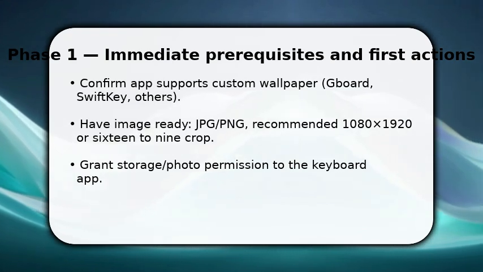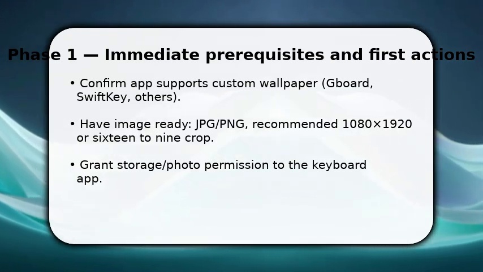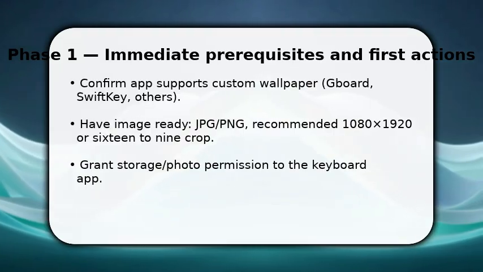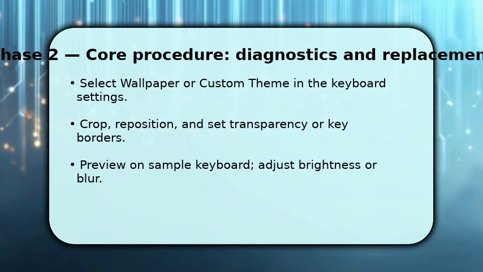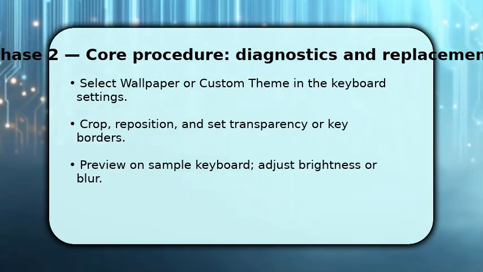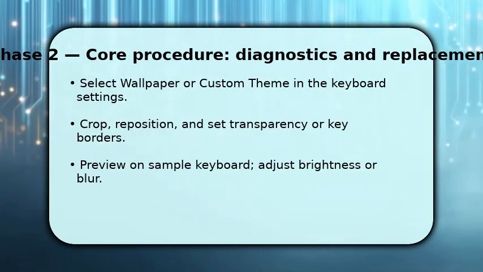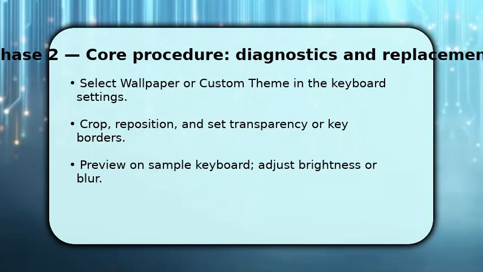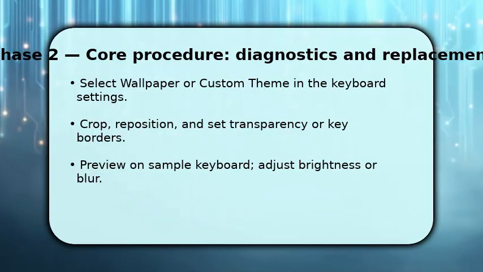Next, select Custom Theme or Wallpaper inside the keyboard settings and choose your prepared image. You will crop and reposition it. Do this to avoid placing important details under keys. Then adjust transparency, blur, or key borders so labels stay readable. Lower contrast can hide letters.